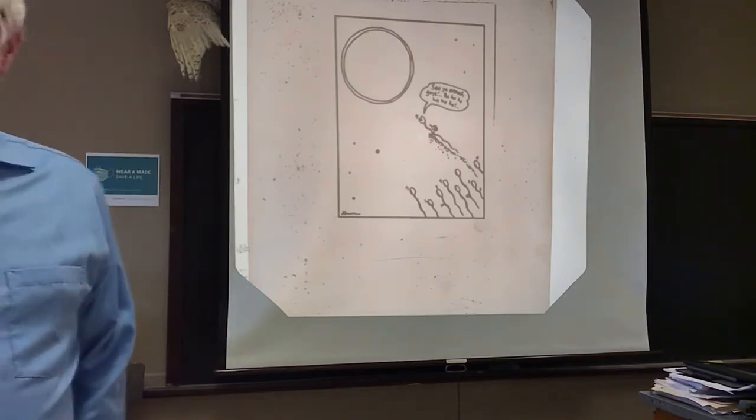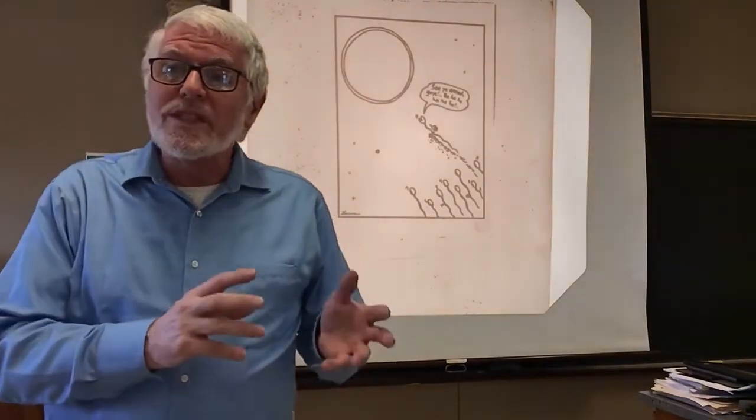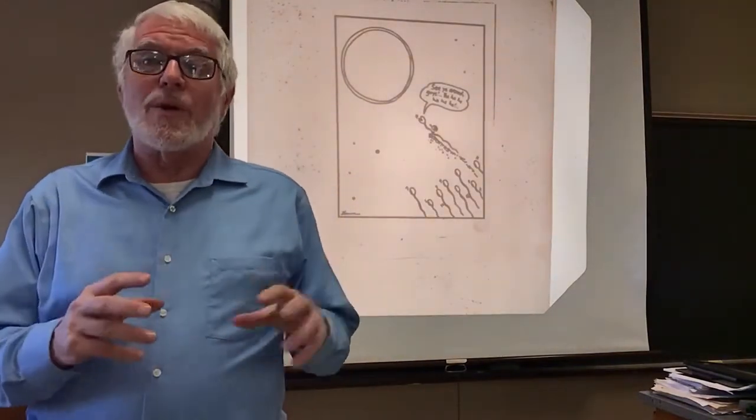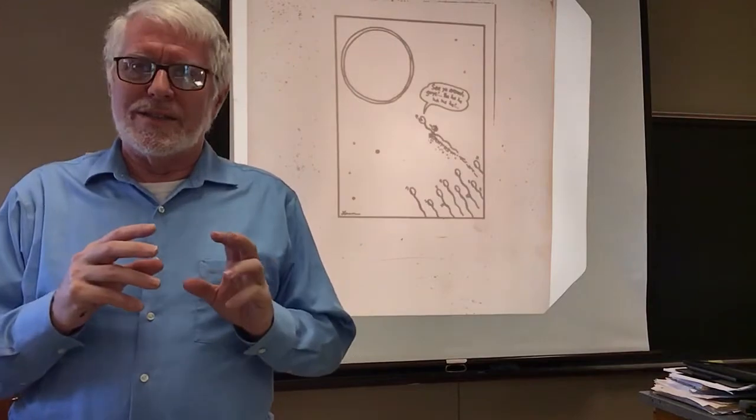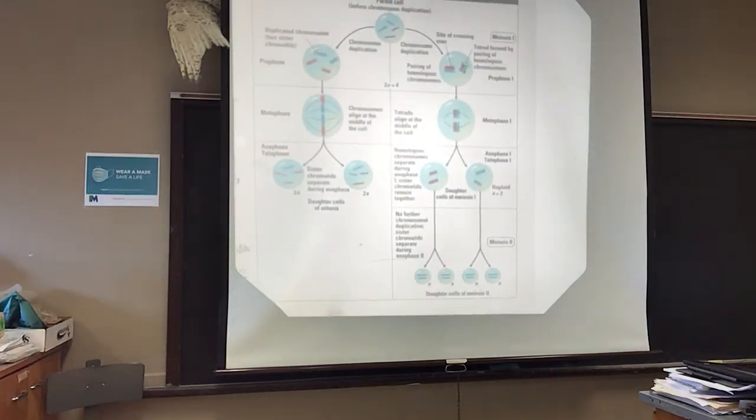We've talked about the differences between male and female. We talked about how sex cells only have one set of chromosomes in them. Now we're going to talk about how you make cells, or nuclei, with just one set of chromosomes. The process is called meiosis.